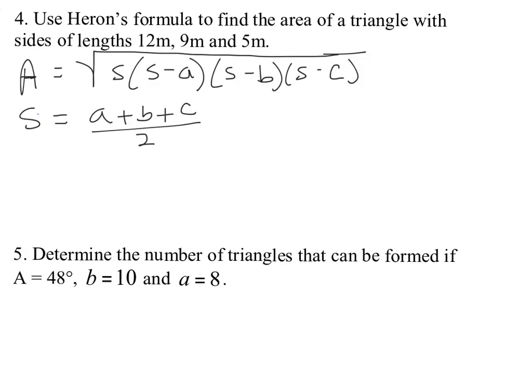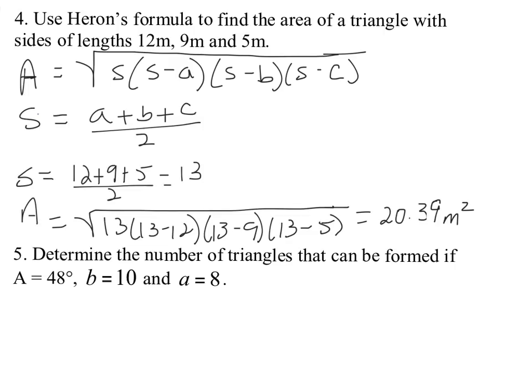All right, so for this one, we're actually working with 2 formulas. This is the primary formula that we're going to use to find the area. It's the square root of s times s minus a times s minus b times s minus c, where s is a plus b plus c divided by 2. So really we need to find the value of s first, and then we can plug s and a and b and c into this formula here and get our answer.